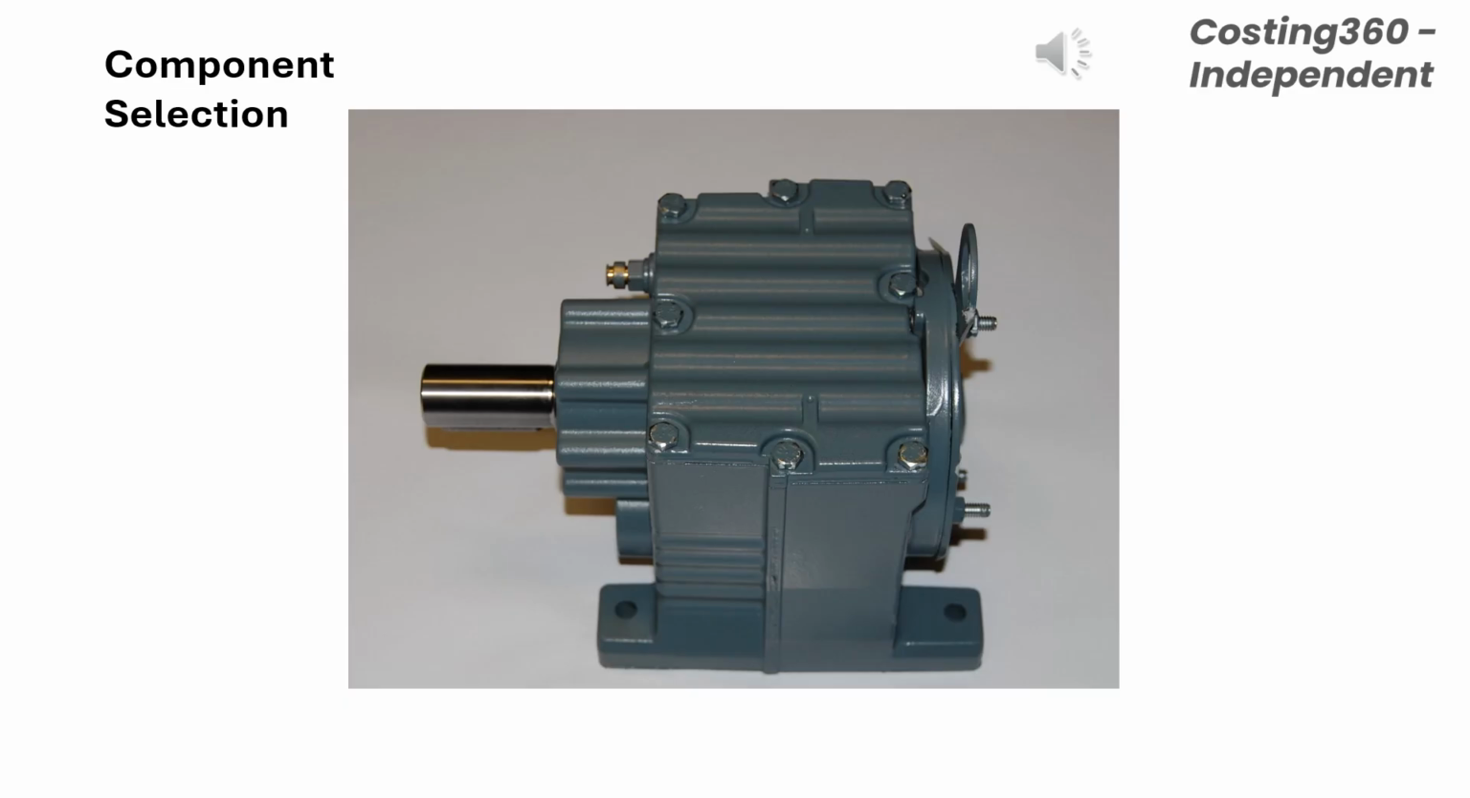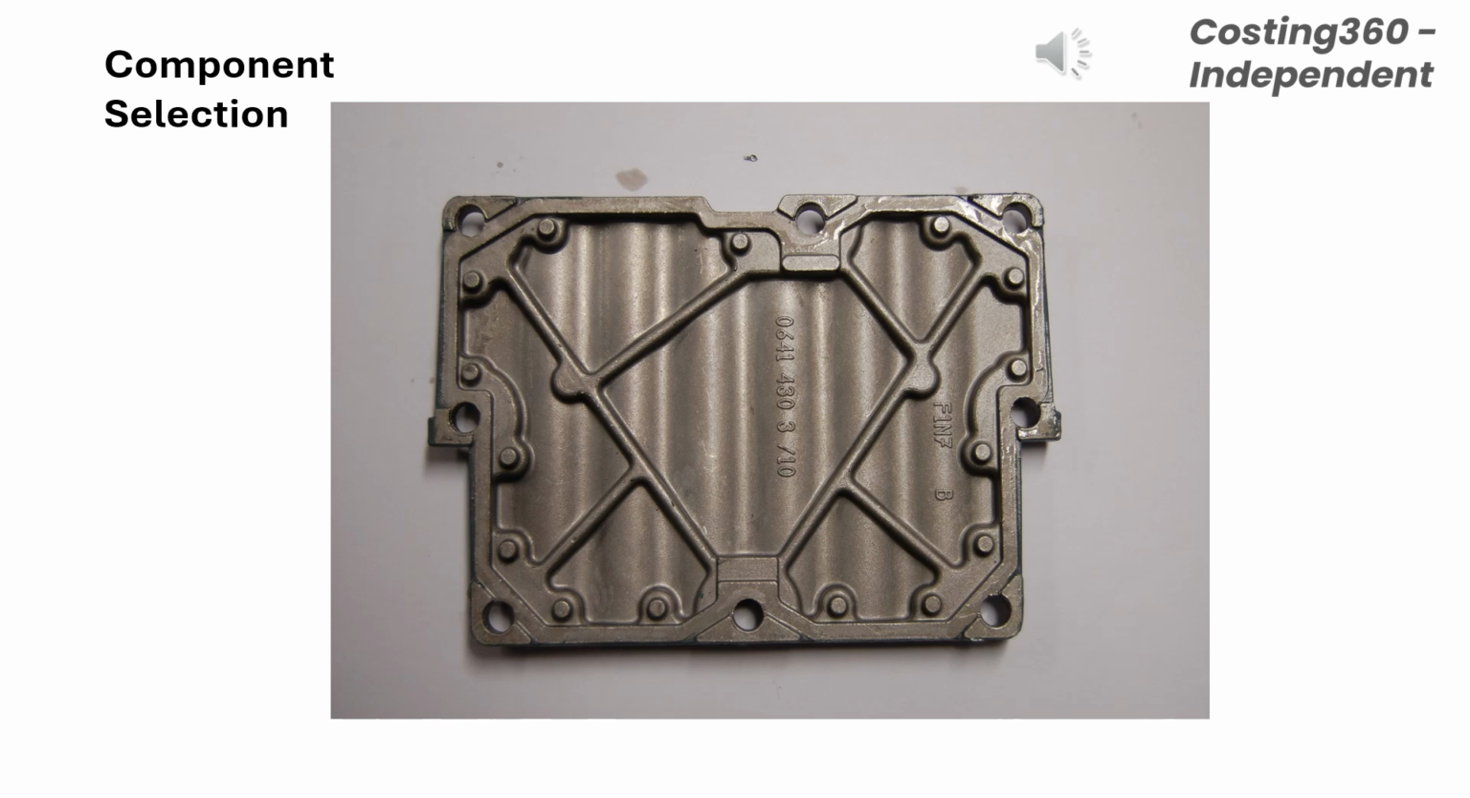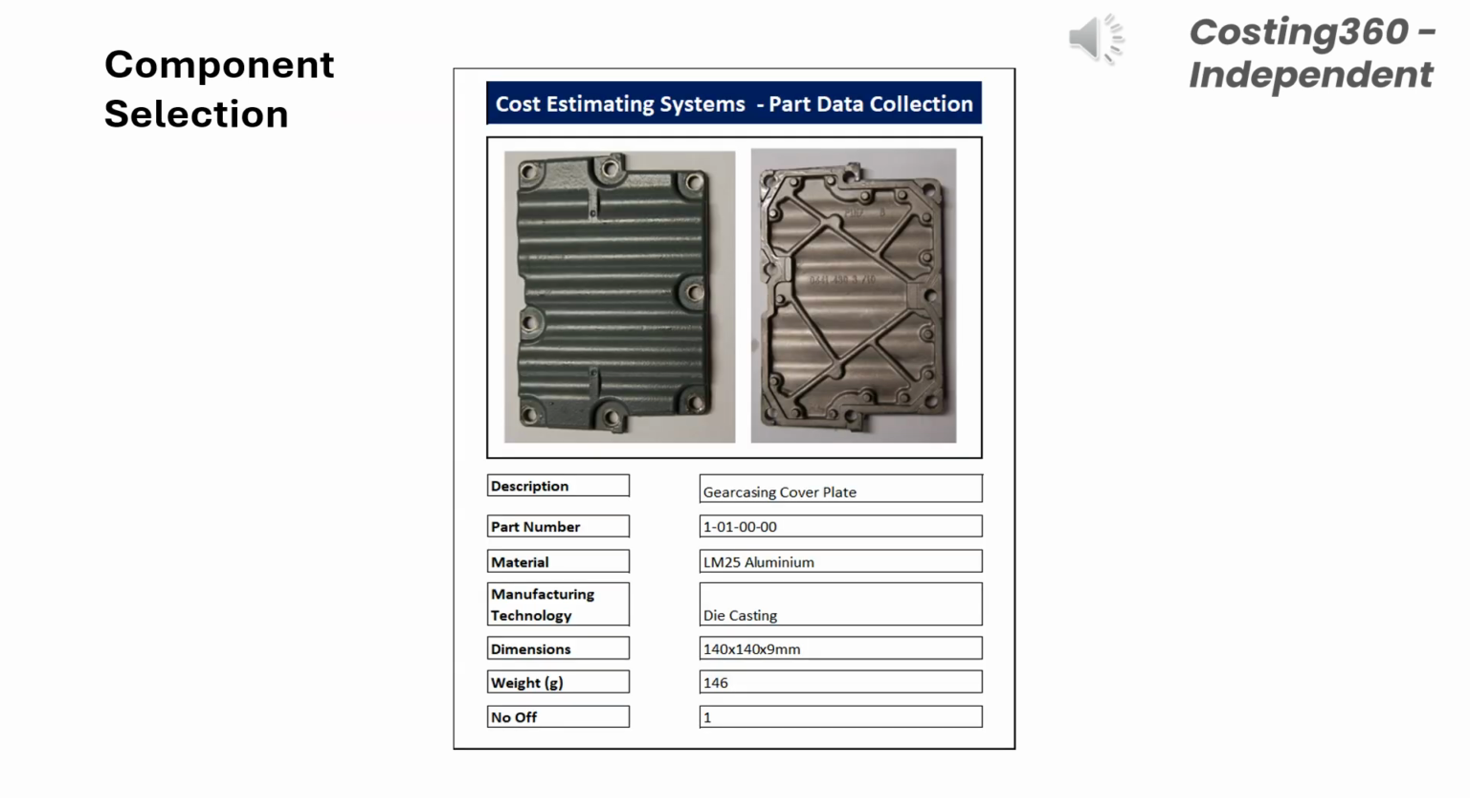The product we have chosen is taken from an industrial gearbox teardown. We are going to consider the top cover plate. As a teardown, we do not have any manufacturing drawings or production details. The estimate has to be made using the component only. We have measured and weighed the component and documented the data on a standard data collection sheet. This is our starting point for the cost estimate.